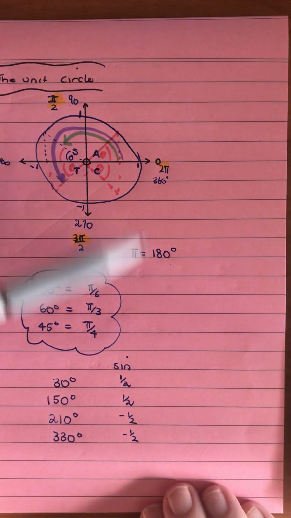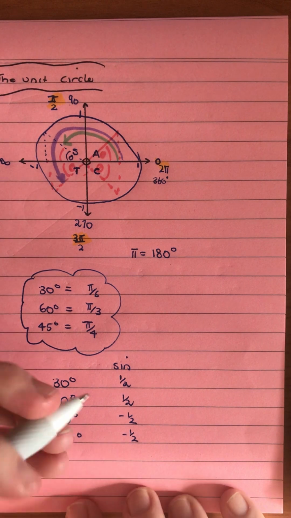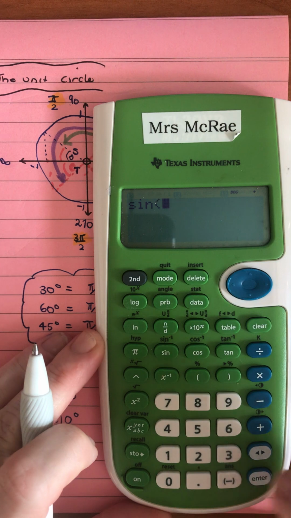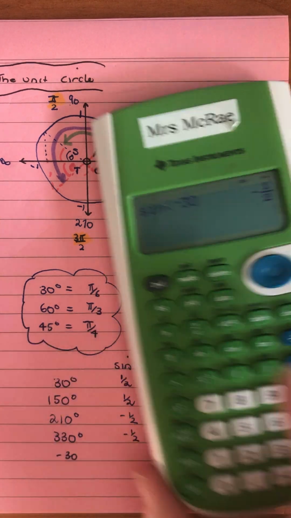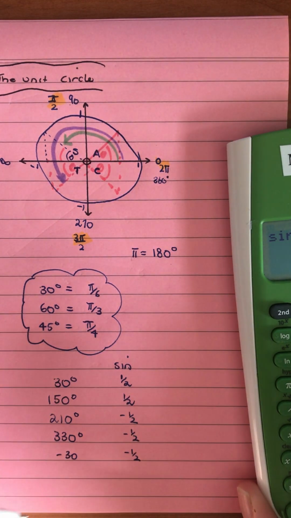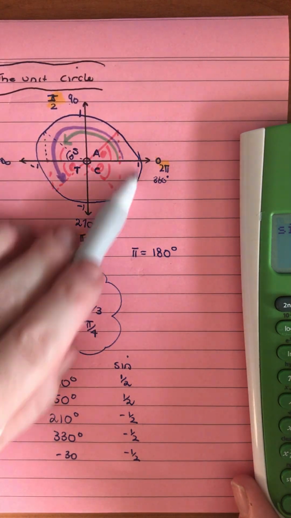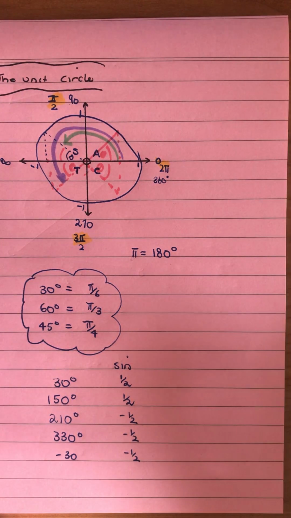Now I could have also gotten to this part down here by doing negative 30. So if I do sine of negative 30, I also get negative a half. And I could do the same the other way. So we can go forwards and we can go backwards in the unit circle.